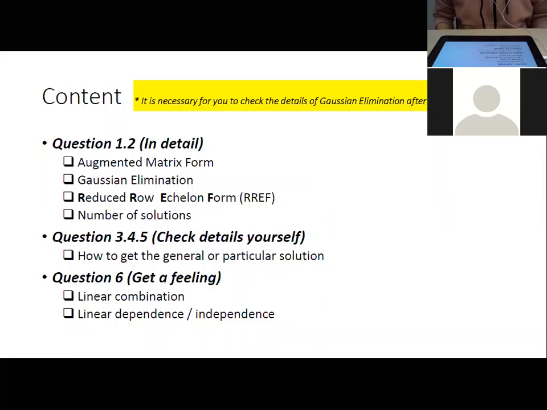And if you have questions that I have not talked about during the tutorial, please contact me after the tutorial. And again, I have to stress that it is necessary for you to check the details of Gaussian elimination after the tutorial. Now we begin with question 1.